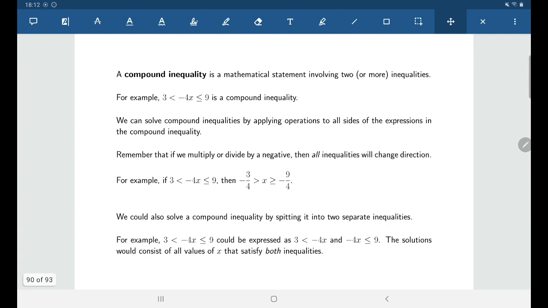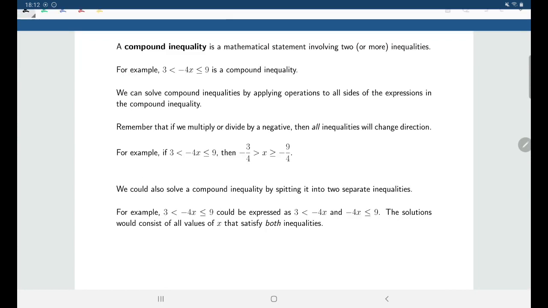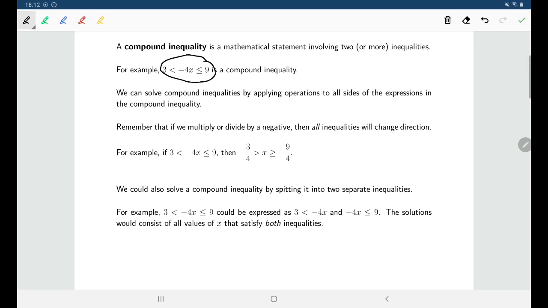Okay, the last little bit to talk about would be compound inequalities, and these would be statements where we have more than one inequality. So something maybe like this: 3 less than -4x less than or equal to 9. That would be an example of a compound inequality.